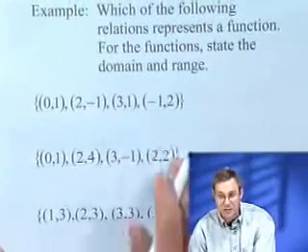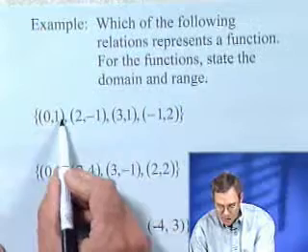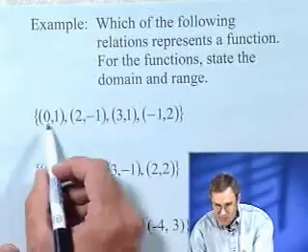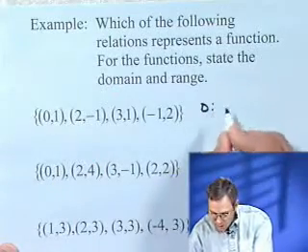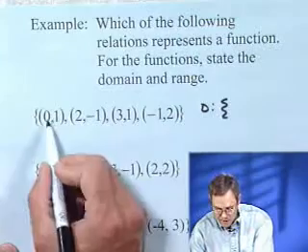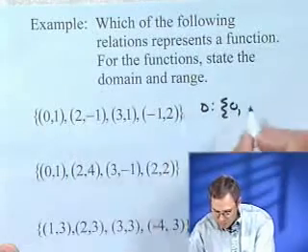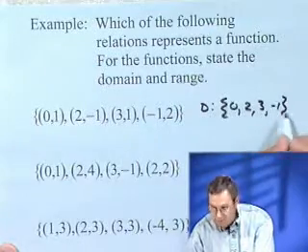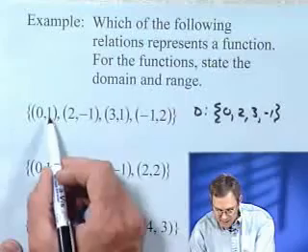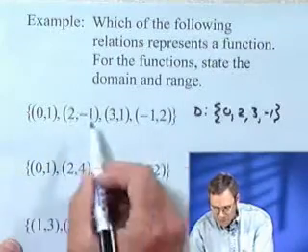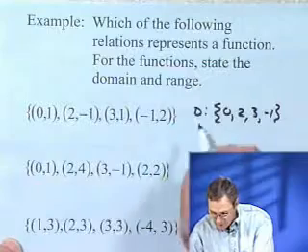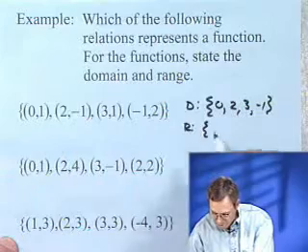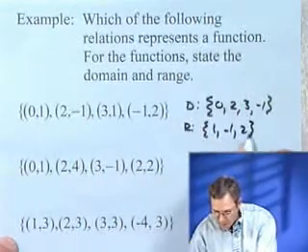All right, so we have a relationship here. 0 goes to 1, 2 goes to minus 1, 3 goes to 1, etc. So notice, first of all, let's look at this relation. The domain is the set 0, 2, 3, and negative 1. The range is the set 1, negative 1, and 2. I don't have to repeat the 1 because it's already listed here. So the range will be the set of all dependent variables, all the y values, 1, negative 1, and 2.